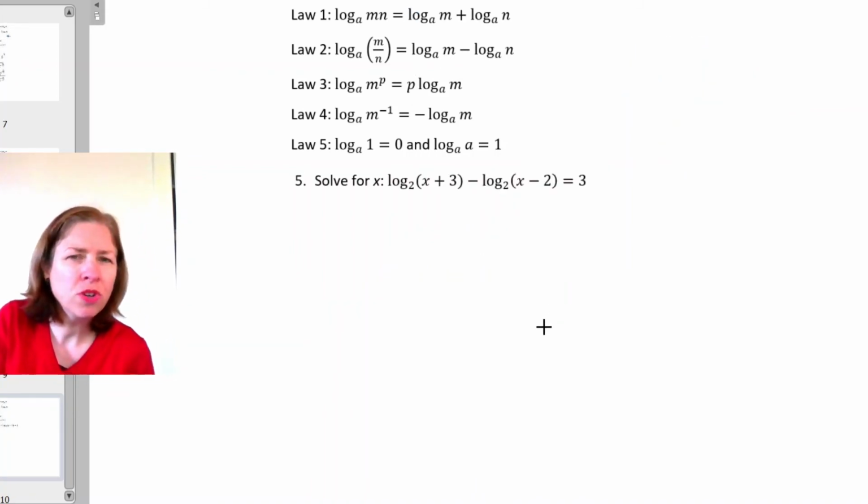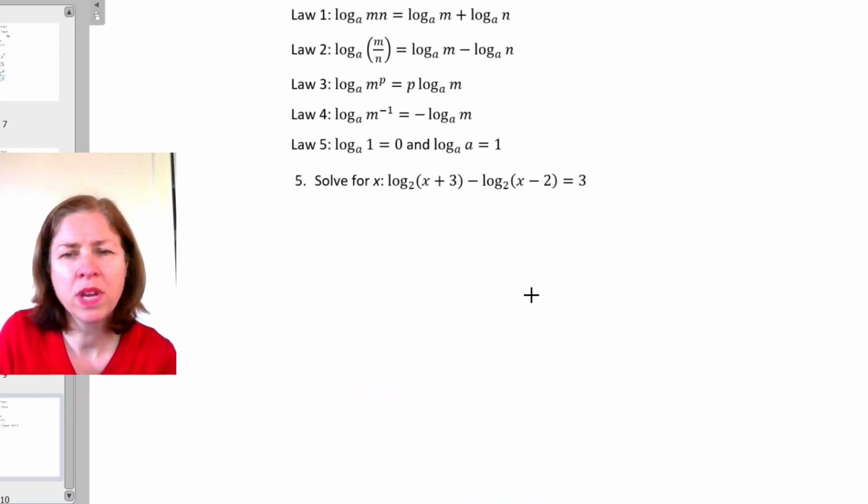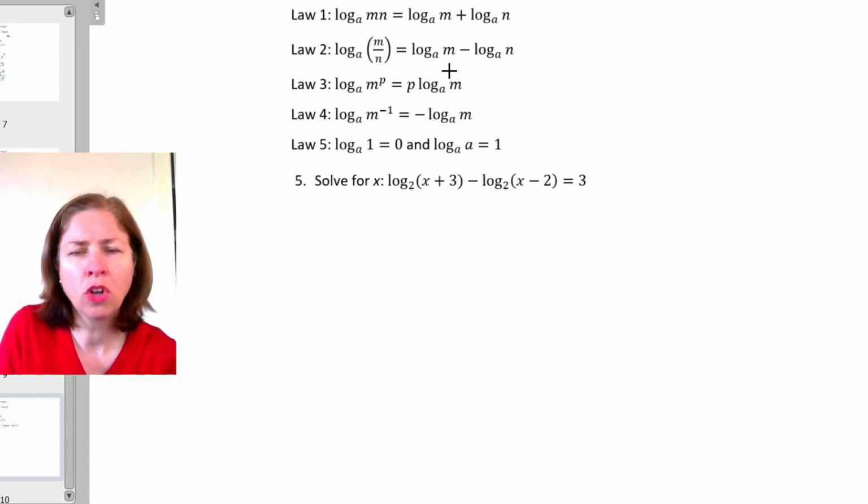This one's a little bit trickier, although not too much. Have a go at it. See if you can figure out how we can solve this one. Okay, I'm going to do it. I'm going to start by using my second log law again, and I'm going this way.